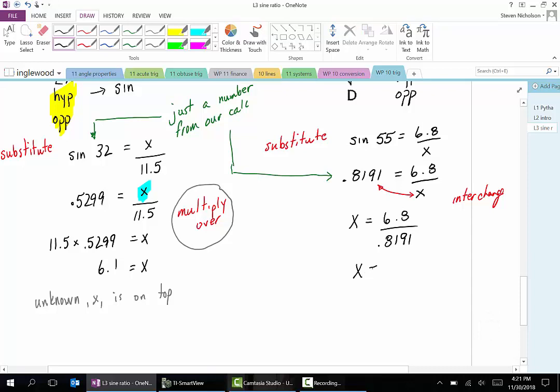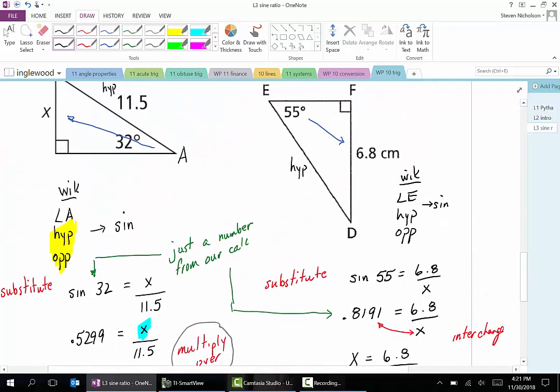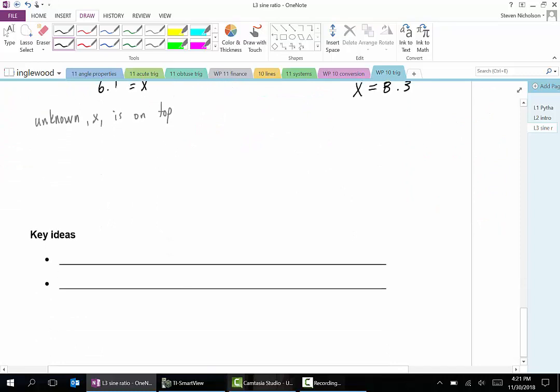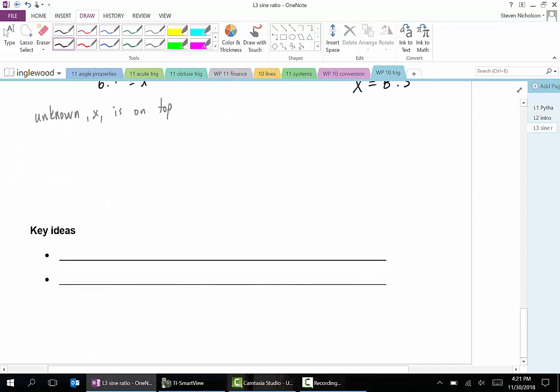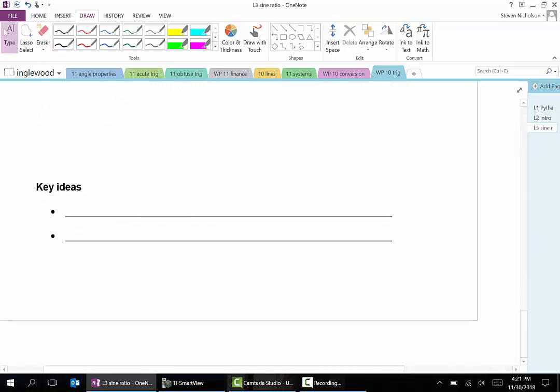And now when you plug that into your calculator, you get 8.3. So when you divide 6.8 by 0.8191, you get 8.3. And again, we ask ourselves, does that answer make sense? 8.3 is bigger than 6.8, which means our hypotenuse is bigger than the other side. That makes sense. So here's a quick example of our first new formula that will help us answer triangle questions that the Pythagorean theorem won't do for us.